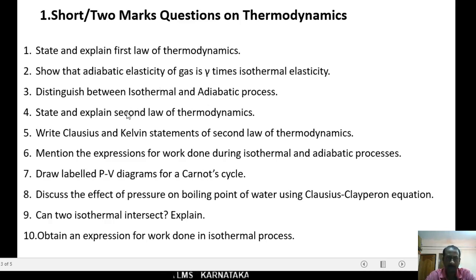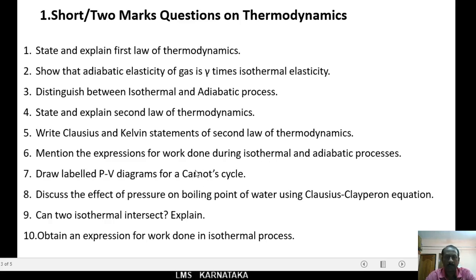Next question is state and explain second law of thermodynamics. For this one, you write the statement, it carries 1 mark, and the explanation of the second law of thermodynamics carries 1 mark. Next question is write Clausius and Kelvin statements of second law of thermodynamics. You have to write 2 statements, Clausius statement and Kelvin statement. Each statement carries 1 mark. You don't explain everything, just write the statements of each.